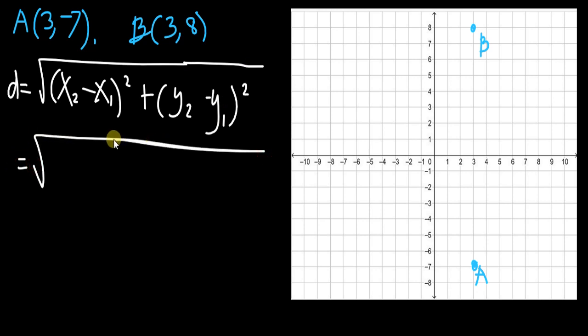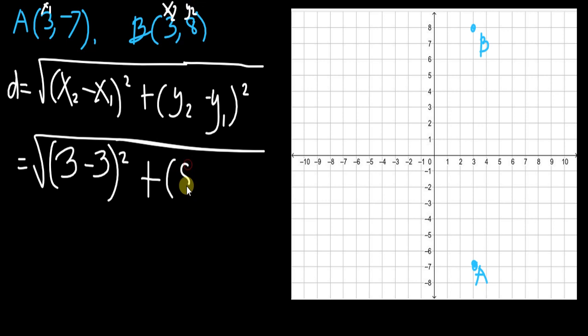So, asan dito yung x sub 2? So, ito yung x sub 2. So, that is 3. Minus x sub 1, ito yun. That is also 3 square. Plus y sub 2. Ito yung y sub 2. That is 8. Minus y sub 1. Ito yun. Y sub 1. Minus negative 7.